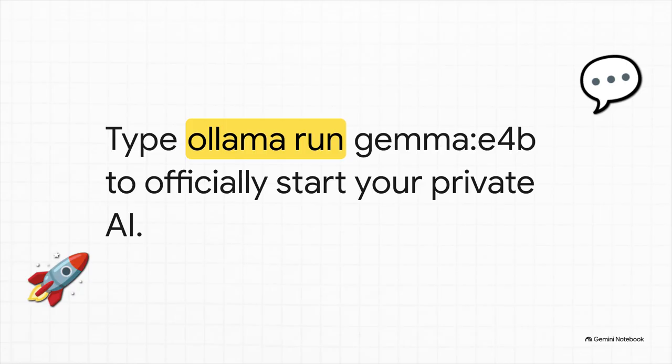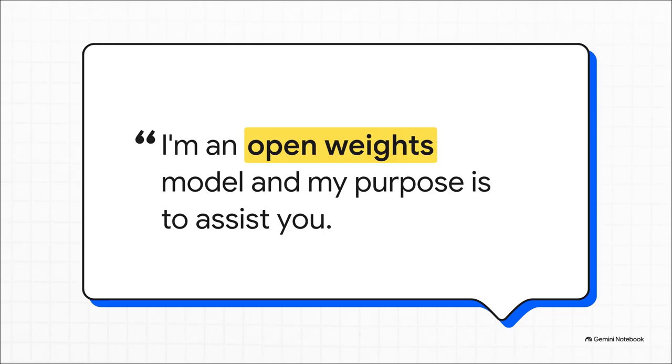Now for the fun part. With one final quick command, ollama run gemma E4B, you are officially booting up your private AI. You just type that in, hit enter, and you'll immediately see a little indicator at the bottom of your terminal showing that the model is thinking and waking up. From this exact moment forward, you are completely ready to chat with it exactly like you would with ChatGPT, Claude, or any of those other cloud services. You say hello, and it replies instantly.